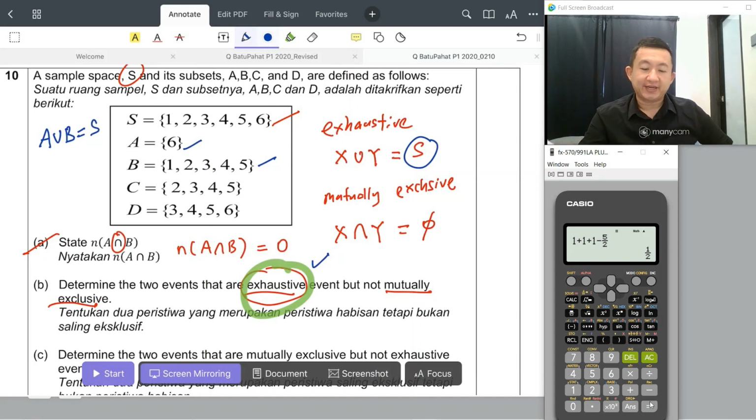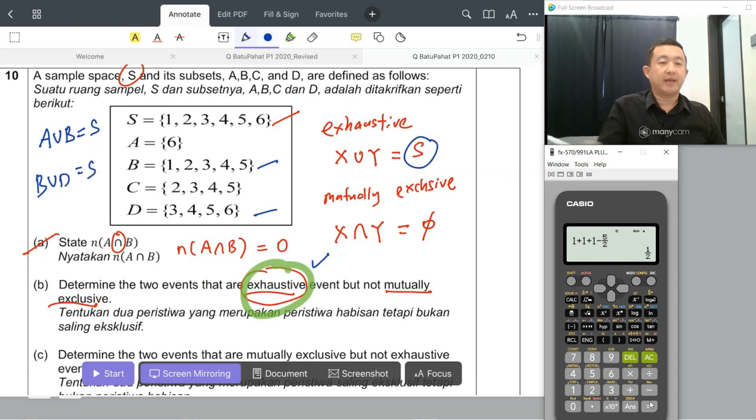We check any other pair, exhaustive or not. AC can or not? AC cannot. AD can or not? AD cannot. Then you check BC. BC can or not? Cannot. BD can or not? BD can. When B union D, sample space. CD cannot. And then that's it. So you have two options now. A and B or B and D. Both are exhaustive.